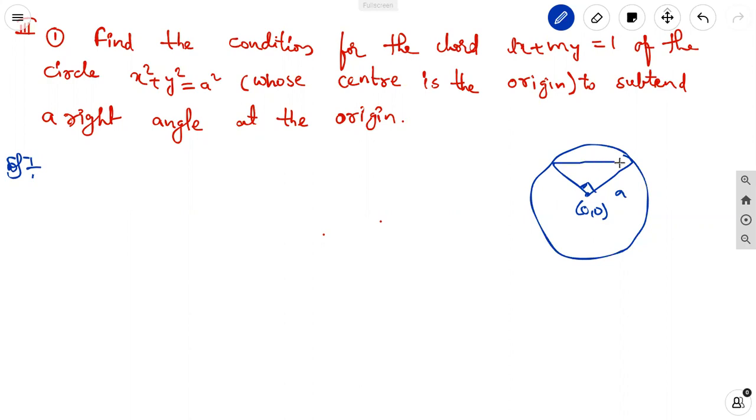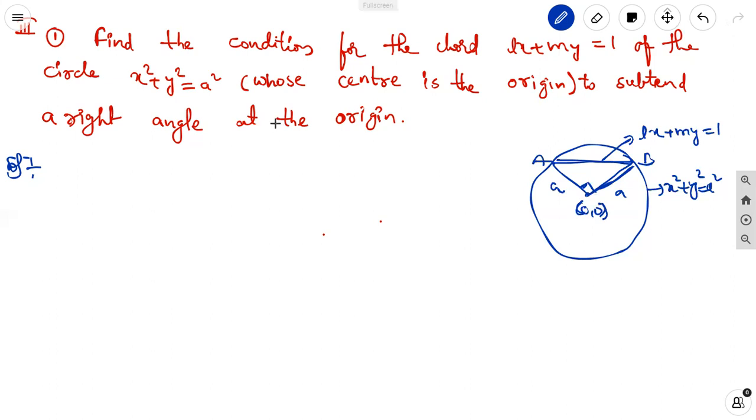The curve equation is, this is the curve AB, and that curve is a straight line. The line equation is Lx plus My equal to 1, and the circle equation is x square plus y square equal to a square. It has the origin as center and a is the radius. This is a and this is a.